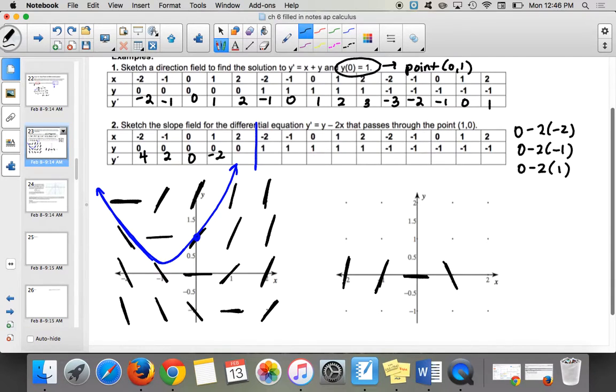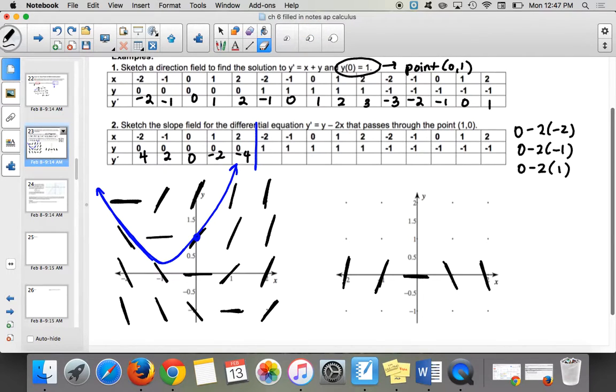So now make it the same slope, but negative, as this other one. So these two are the same. And then 0 minus 2 times 2 is negative 4. It's going to look like that. You guys get it?